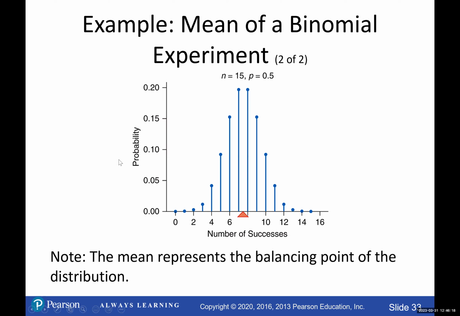For example, another example about the mean of binomial experiments. The mean represents the balancing point of the distribution. So this would be in the center here, right? The mean was about 7 or 8 here.